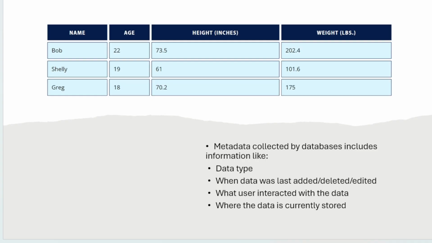So metadata is collected by the database, and includes information like your data type, when the data was last added, deleted or edited, what user interacted with it, and where the data is currently stored. This is the magic of the RDBMS. Your database is nothing but dumb data. With the logs turned on, the RDBMS can tell you who the last person to log in and look at your data was, who last updated your data, who loaded your data, the last time your data was loaded, the last time it was updated, if it was deleted, and the last time it was backed up. All that information sits in the RDBMS and it's handled through the use of metadata.